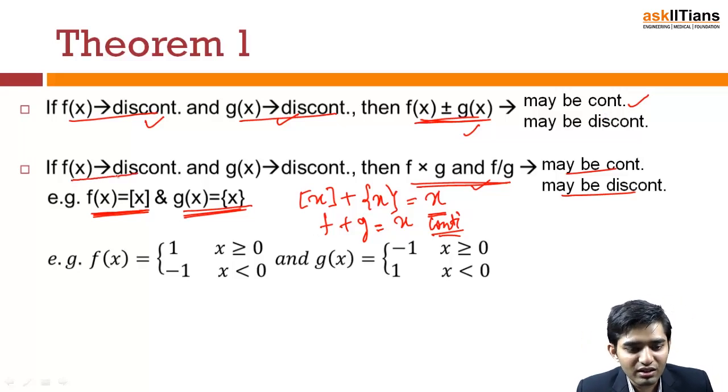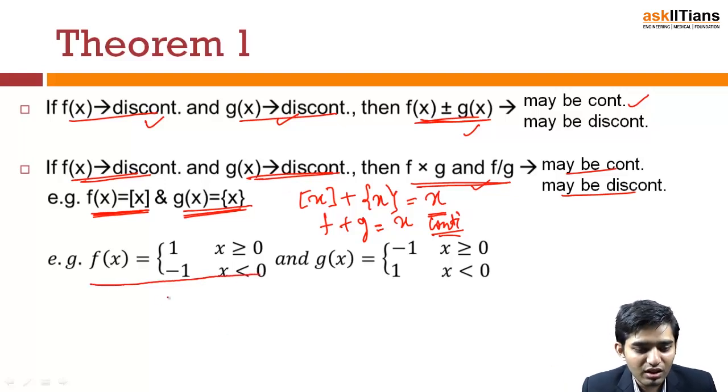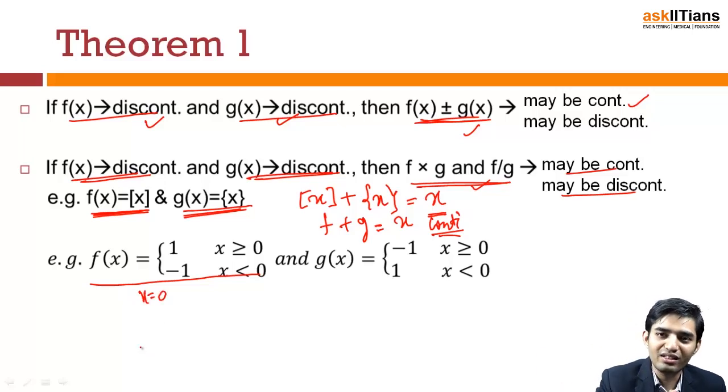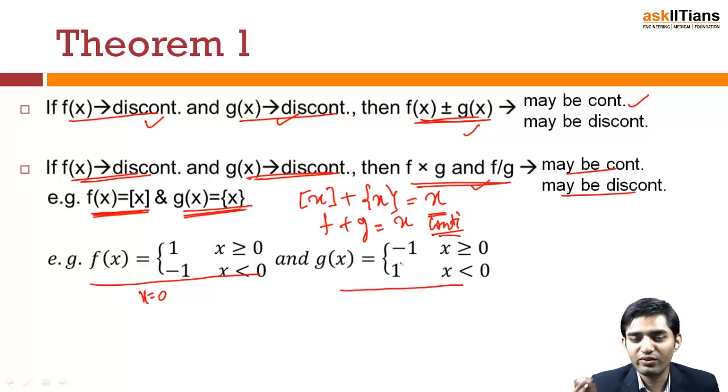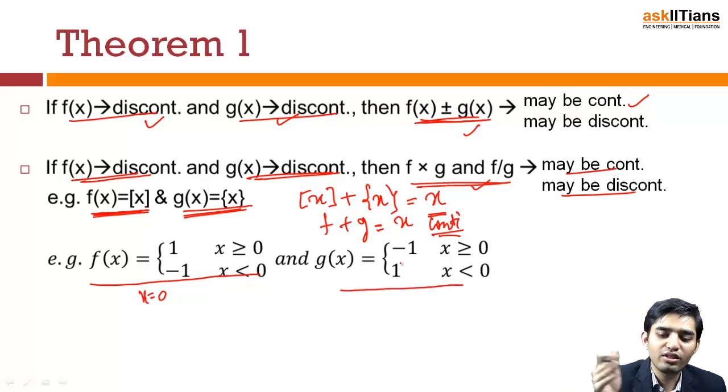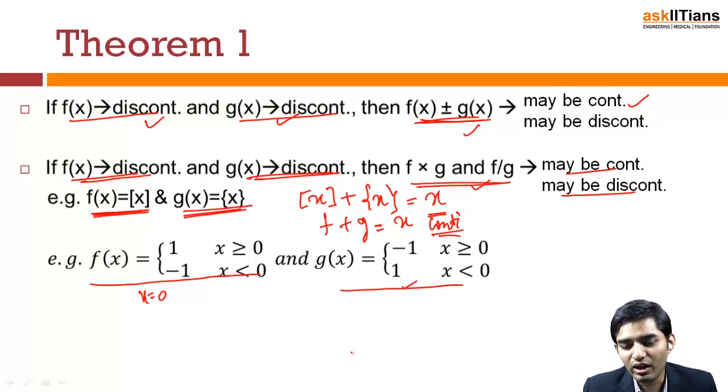Okay, similarly, discontinuous into discontinuous can be continuous, right? Now let us see this through this example. Now this function is discontinuous at x equal to 0, because for 0 plus it's 1 and for 0 minus it's minus 1. And this function is also discontinuous at x equal to 0 because for 0 plus it's minus 1 and for 0 minus it's 1, right? So the definition of the function is changing. We have to lift the pen at x equal to 0, right?